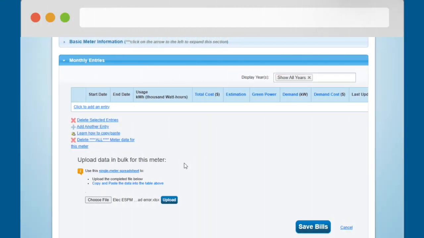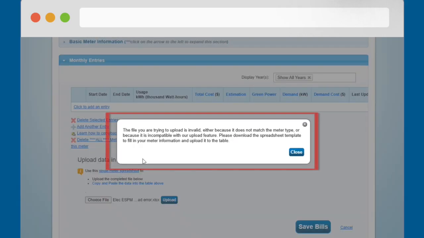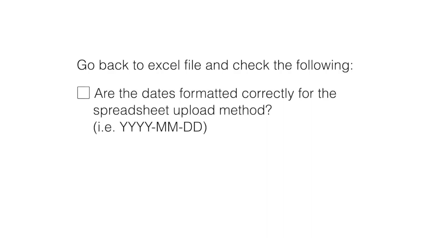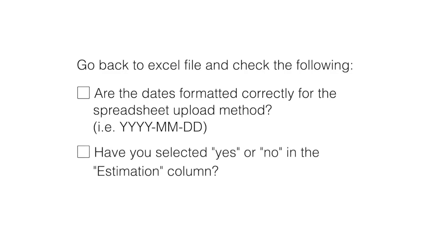Invalid file alert. If you were trying to use the spreadsheet template to upload data into the monthly entries table, and you see this message saying that the file you are trying to upload is invalid because it does not match the meter type, or because it is incompatible with the upload feature, go back to your Excel file and check the following. Are the dates formatted correctly for the spreadsheet upload method of data entry? Have you selected yes or no in the estimation column?